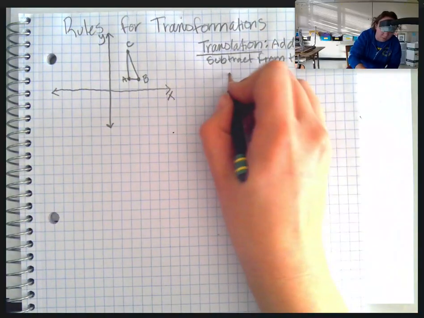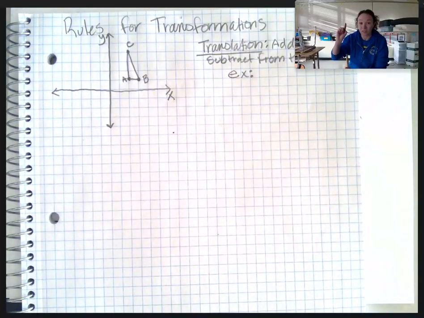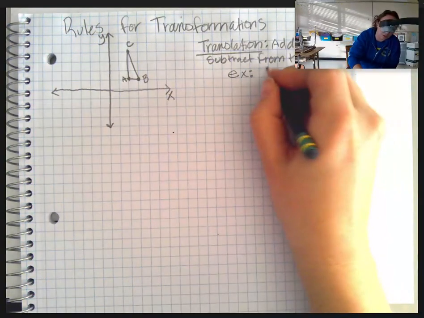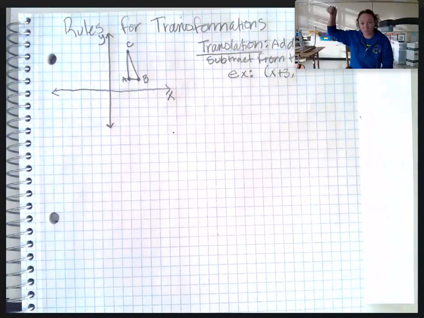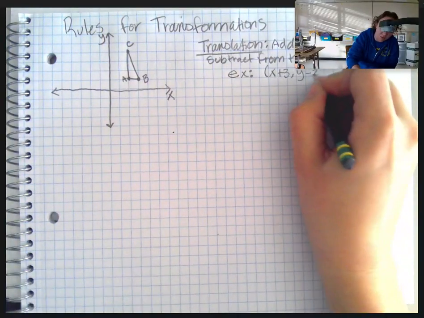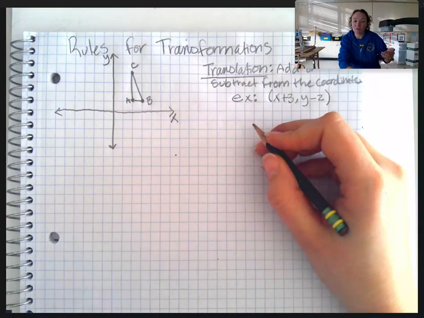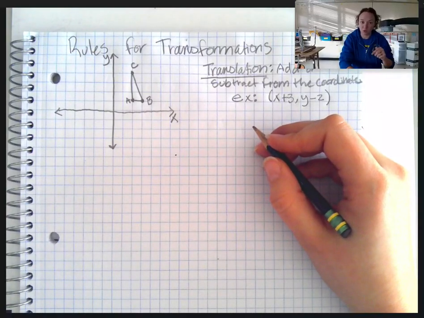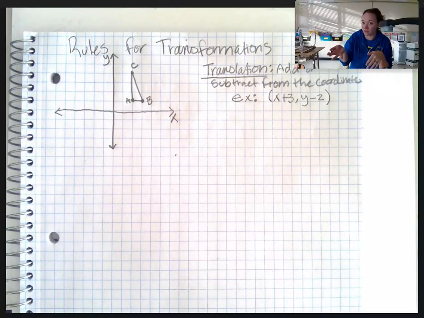So for example, if I wanted to move my triangle 3 units to the right and 2 units down, to the right, that's the X direction. So I would do X plus 3, and down, that would be like a Y direction. So I would do Y minus 2. Okay, so what this means is that we can figure out exactly where the image is going to go without having to like eyeball it and without necessarily having to see it on the graph.